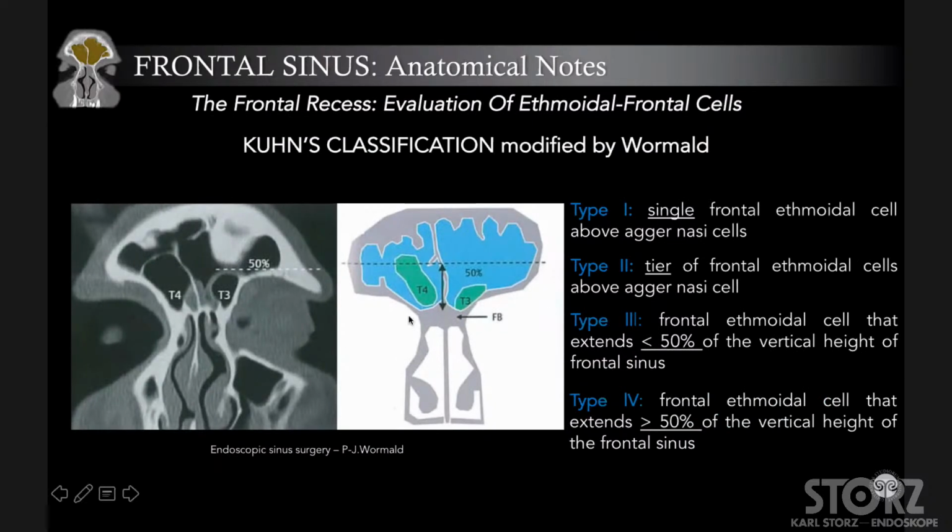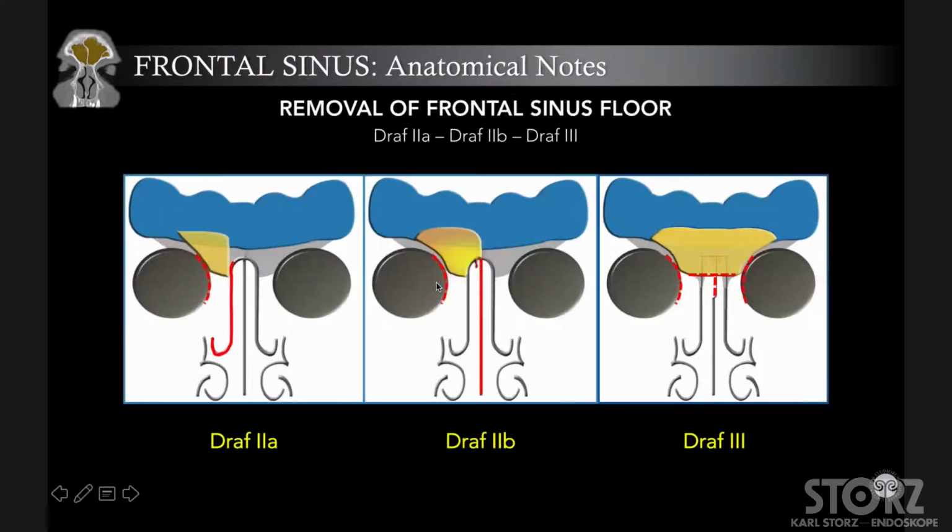And another thing is that inside the frontal sinus, we can have different types of cells. Kuhn classification is very common and very largely used, but recently P.J. Wormald has introduced another classification of intrafrontal cells, that basically means that type 1 cell is when there is a single frontal cell at the level of the agger nasi. Type 2 when there is another cell just above. Type 3 and type 4 when the cell is completely inside the frontal sinus.